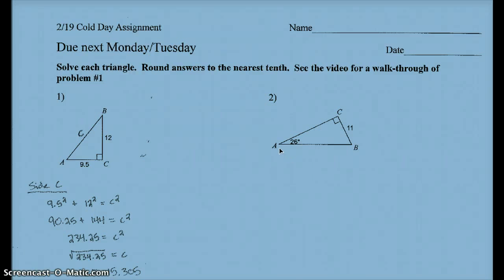Or if I wanted to find AB, I'd think what trig function is going to be useful when I have an angle, I have the opposite side, but I do not have the hypotenuse. So you'll use tangent to find AC, and you will use sine to find AB.